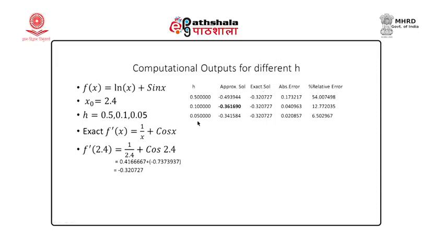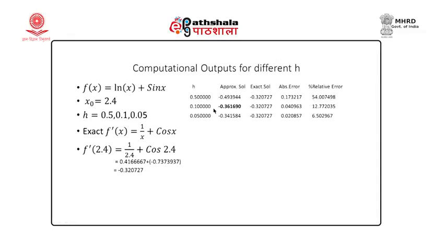Let us see what we are getting using the step sizes. If h is 0.5, we get our approximate solution as minus 0.493944. So, the absolute error is 0.173217. It is quite high, 0.17 in the value of 0.32. The percentage relative error, you can see, is very high, 54%.